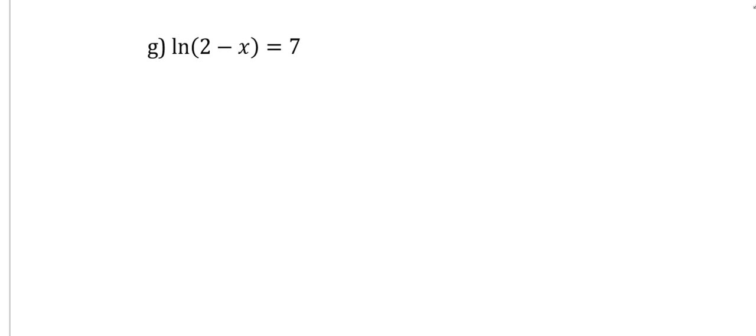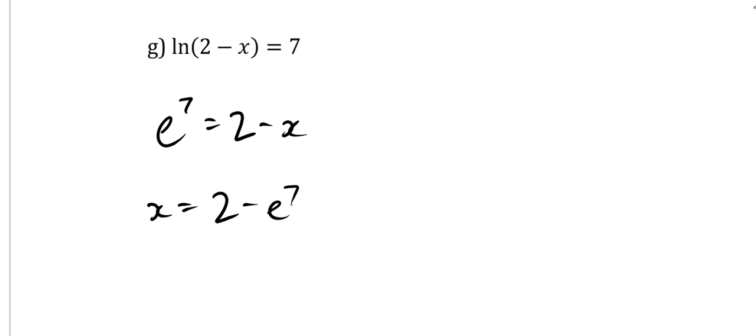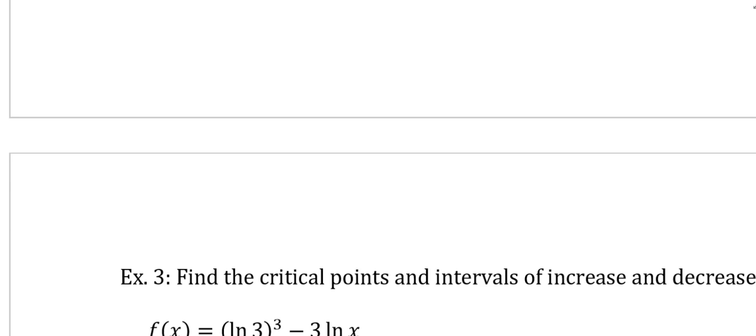And this one's like the opposite of that, where we're given the log and we're going to rewrite an exponential. So the base stays the same, e to the 7 equals 2 minus x. Move the x over. And again, whatever that works out to. Any questions? Familiar enough?